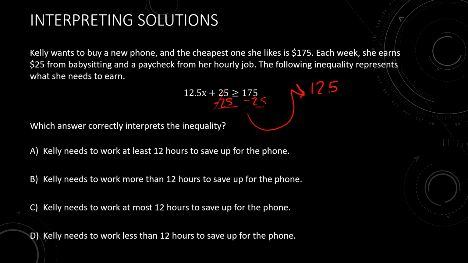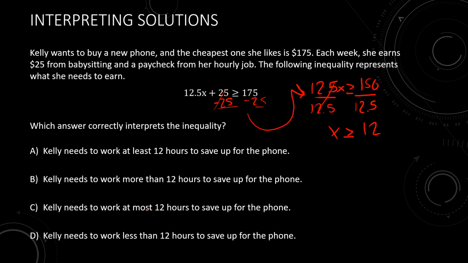I have 12.5x is greater than or equal to 150. Divide both sides by 12.5. I'm going to have x is greater than 12. Alright, greater than or equal to. Don't forget that. So this means that Kelly needs to work more or at least 12 hours.